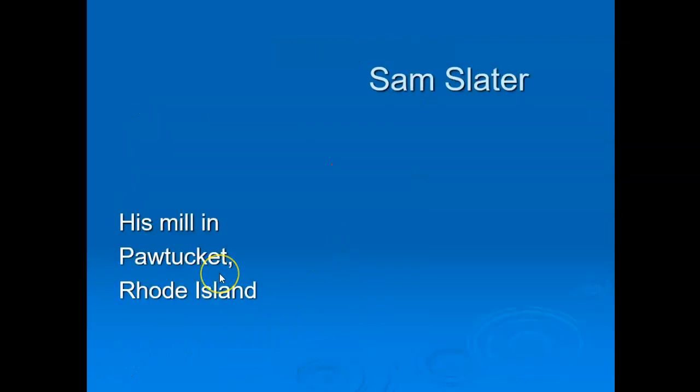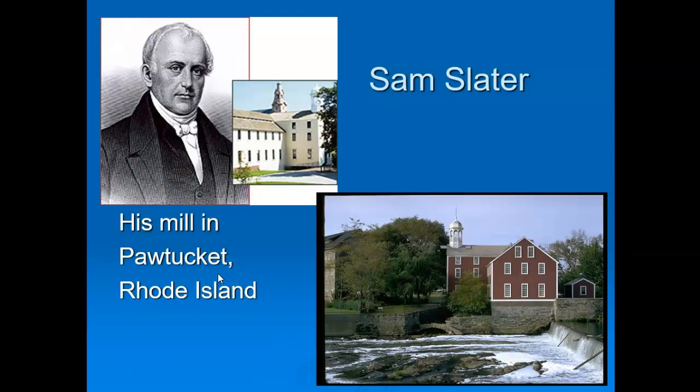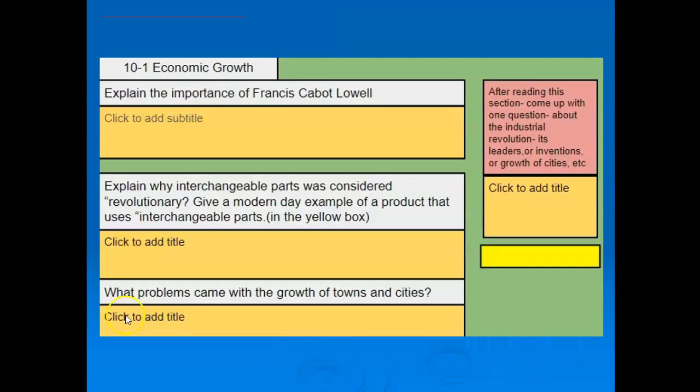This next slide just sort of shows you his mill up in Pawtucket, and yes, it's still there. So this is one side of it, and then this is the other. So you can sort of see the water and the resources right there for him to power his early mill. So as we go on to the next one, we're going to talk about another key individual right here.